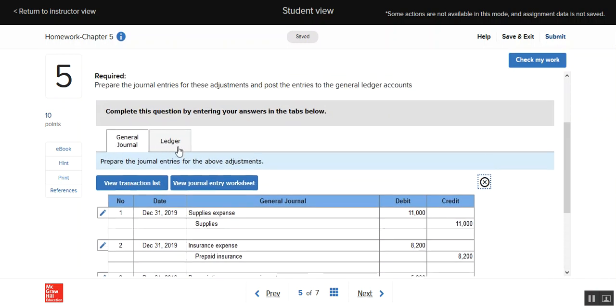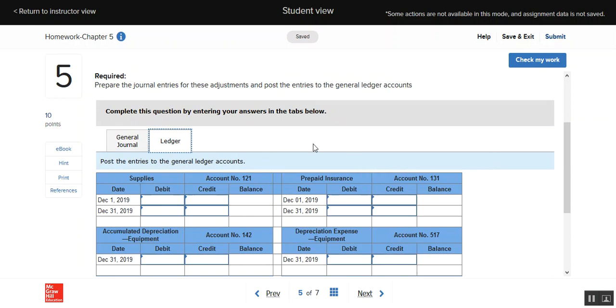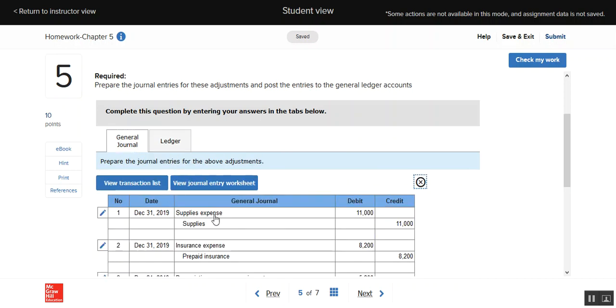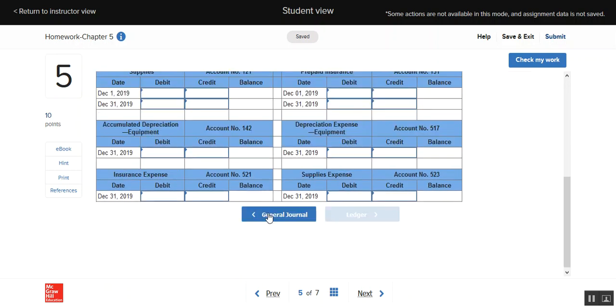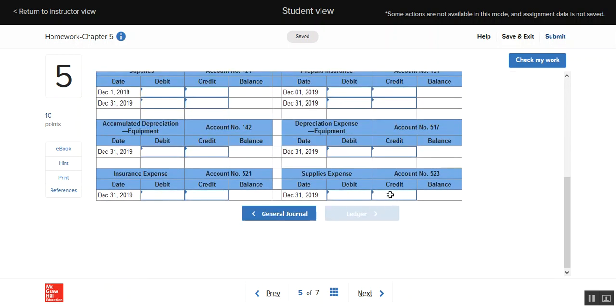And then the second part of that is to post to your ledger. You've done this before in chapter 4. So I would just start at the top. Supplies expense, $11,000. Go to your ledger, find supplies expense. It was a debit of $11,000. And it's going to calculate the balance for you.